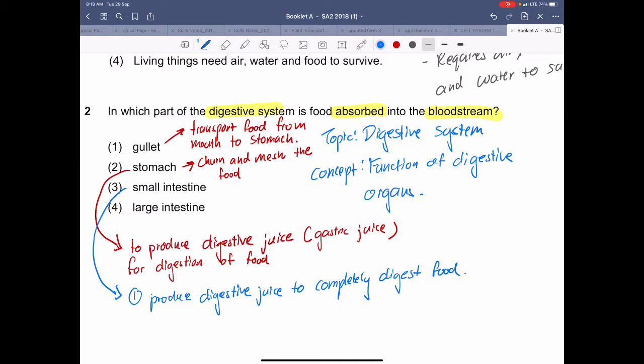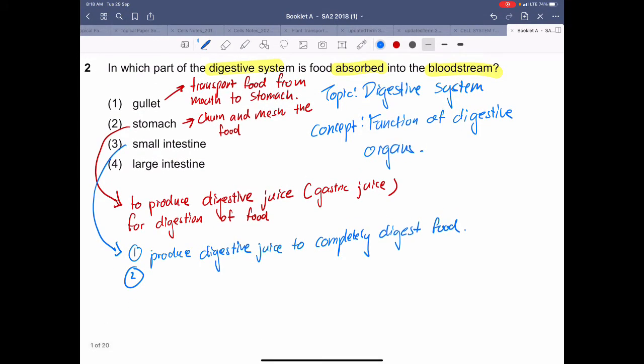This is the site. Okay? The second function is to absorb digested food into the bloodstream. Now, it is very important to use the keyword digested food. Okay, the keyword here is digested food. You cannot just say food. Food here can mean my whole hamburger, you know. That's not possible. It has to be digested.